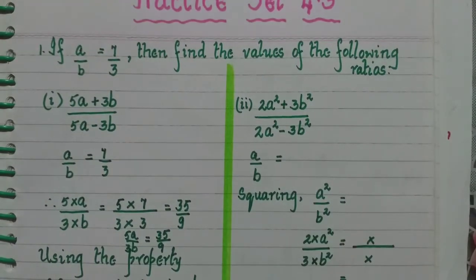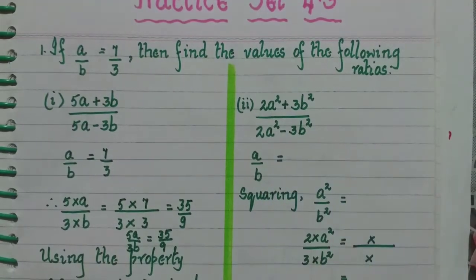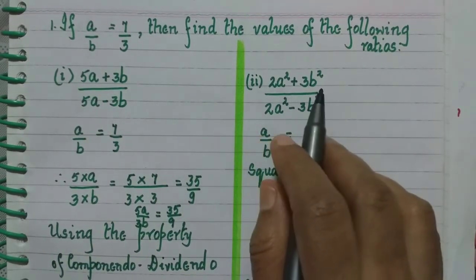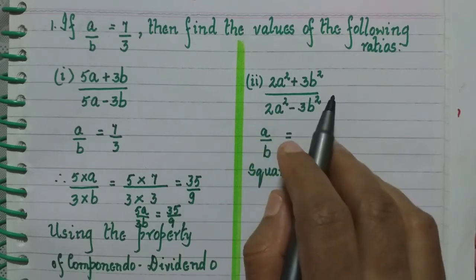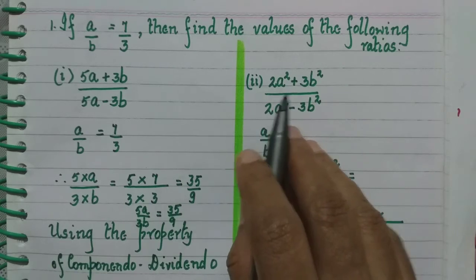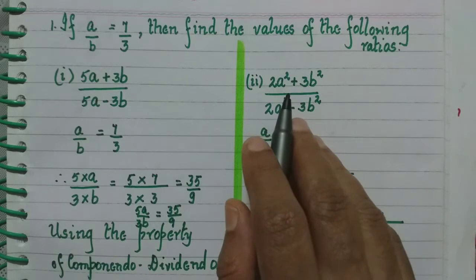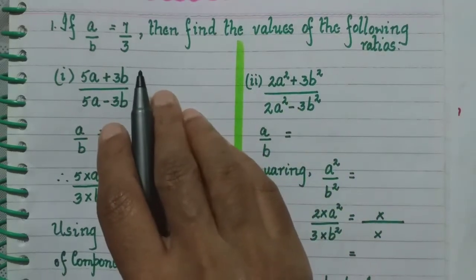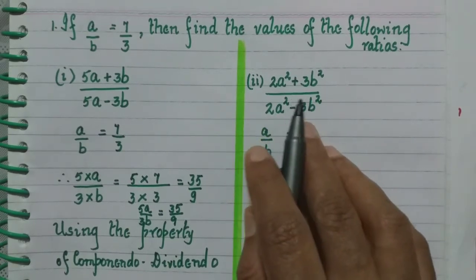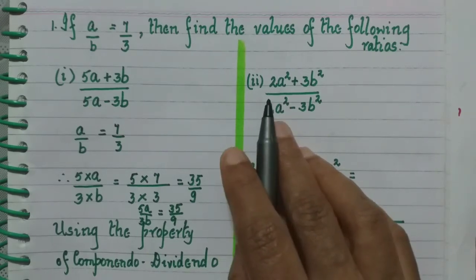Here I have (2a square plus 3b square) upon (2a square minus 3b square). Now again, look at the question. We don't have a and b here; we have a square and b square. So when the powers have changed and are not the same as what was given to us in the ratio, first we change the power according to the question. Then we go to the next step where we change the coefficient.